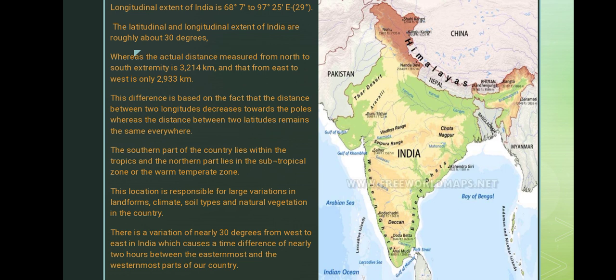There is a variation of nearly 30 degrees from west to east in India, which causes a time difference of nearly 2 hours between the easternmost and the westernmost part of our country, that is Gujarat to Arunachal Pradesh.